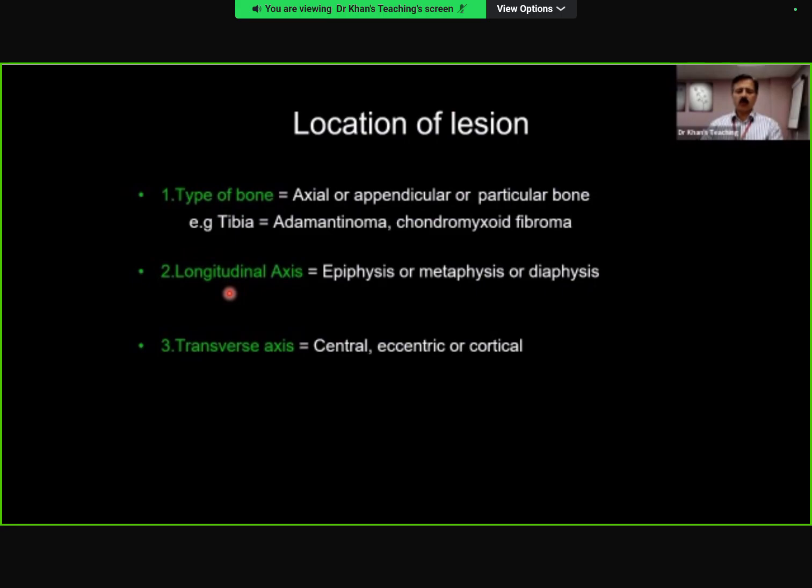What is the location of the lesion within the long bone, in a longitudinal axis versus a transverse axis? In a longitudinal axis, it means epiphysis, metaphysis, or diaphysis. And in a transverse axis, it is central, eccentric, or cortical.